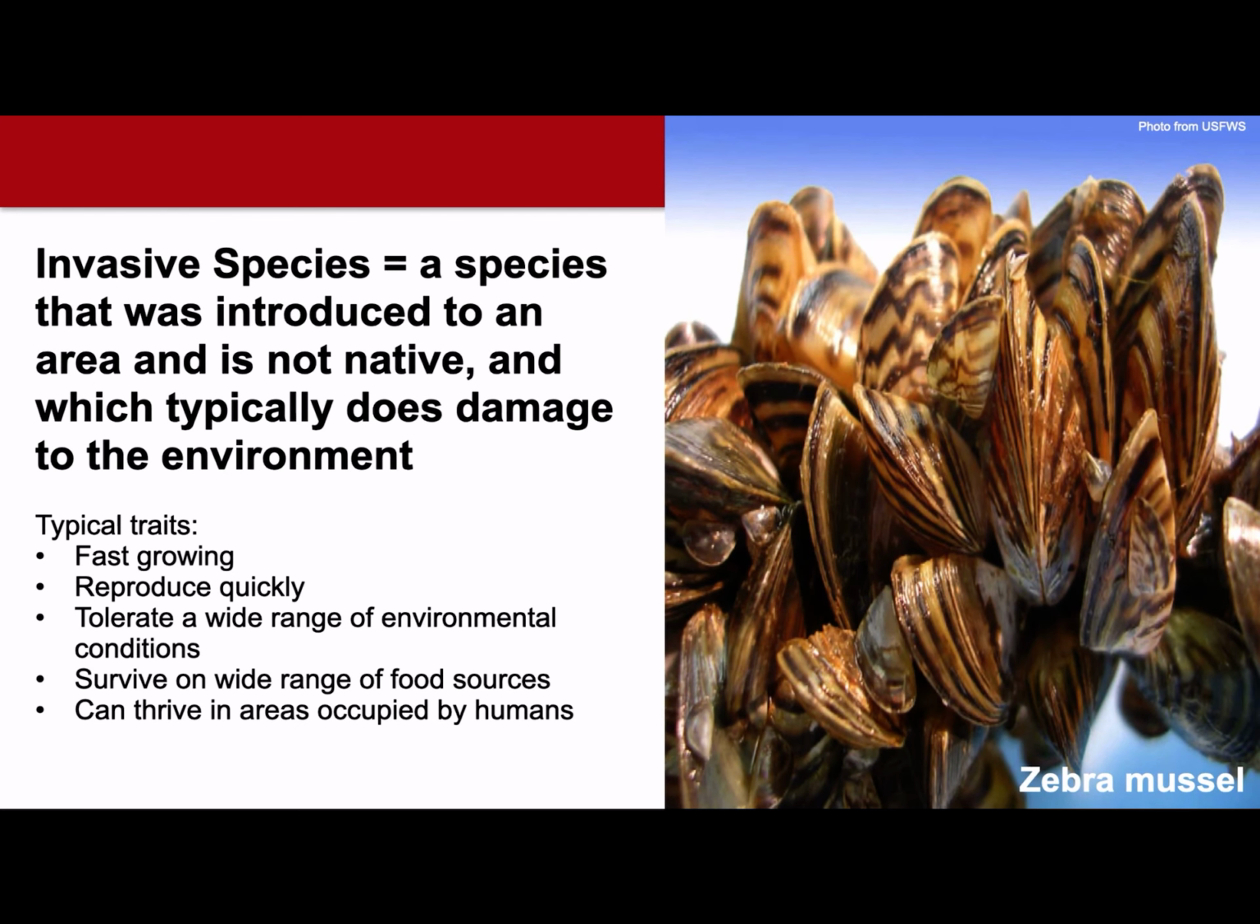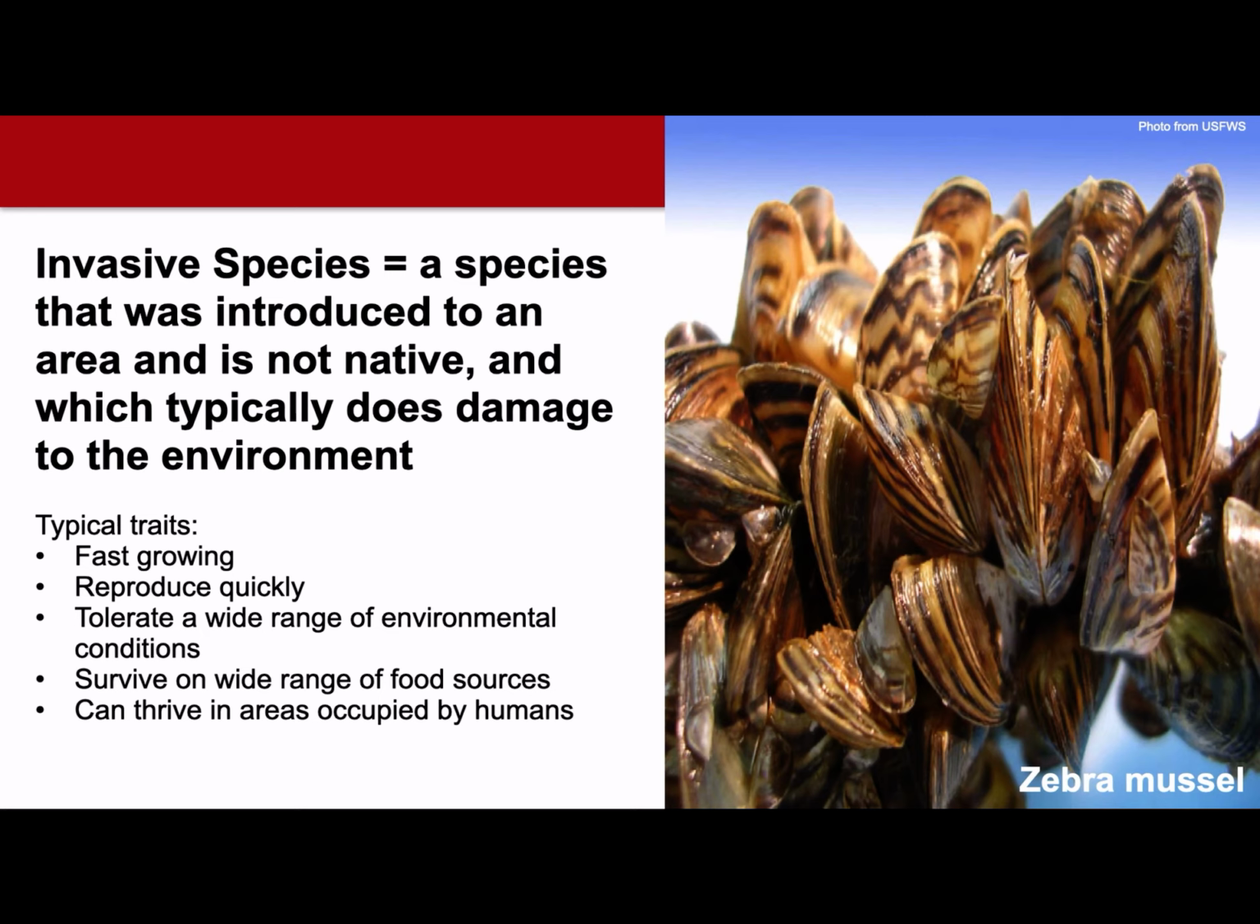Invasive species are those that are introduced to an ecosystem, often by humans on accident or on purpose. They are not native and they typically cause harm to an ecosystem. Invasive species cause damage to an ecosystem and to native species because invasive species typically grow very quickly and reproduce in great numbers, taking over an ecosystem. Invasive species are niche generalists, so they tolerate and survive in a wide range of environmental conditions and on a wide range of food sources.